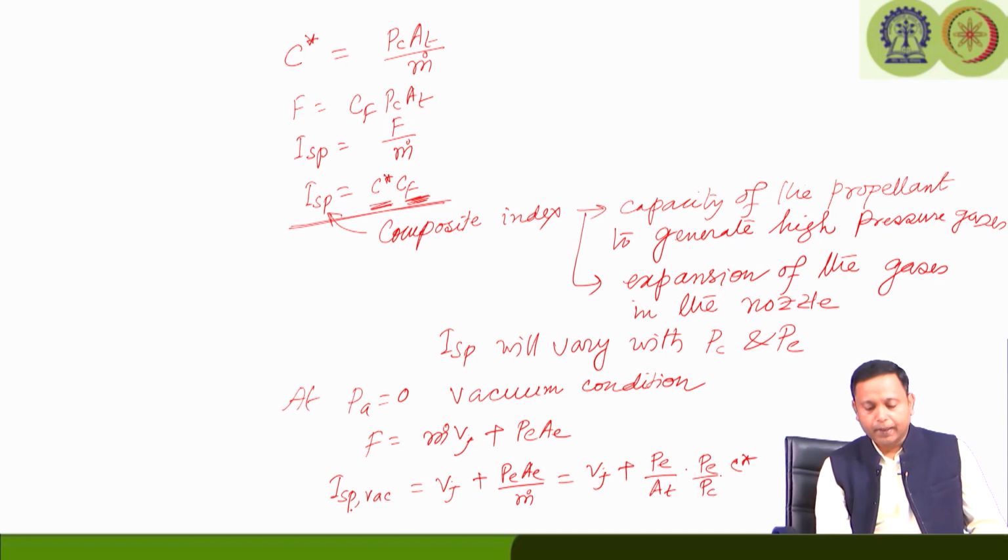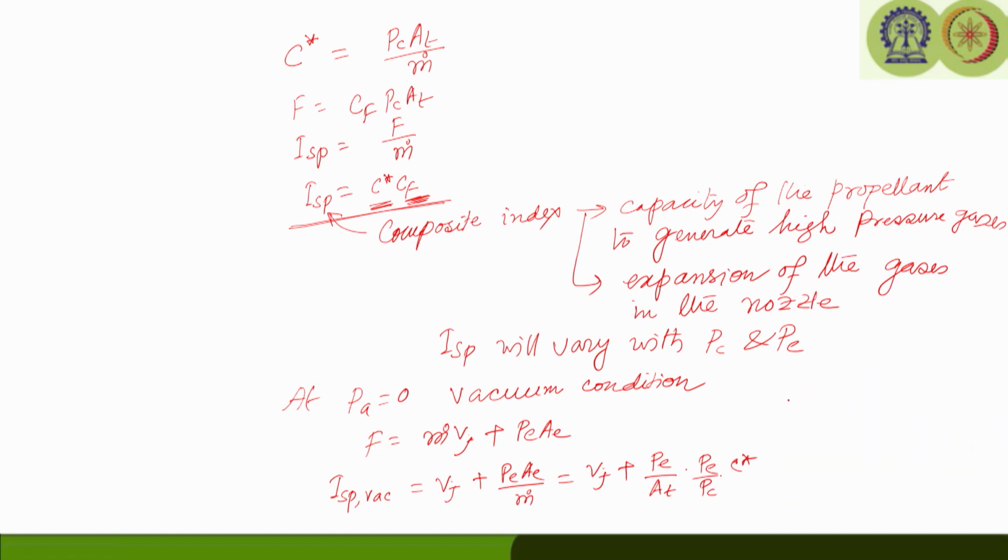Of course, you can understand that ISP vac is higher than the ISP sea level, because at sea level, where P equal to PA, we said ISP was equal to V j, where we had P equal to PA. But in case of vacuum, P is going to be equal to 0. So, we can have the ISP vac as this equation. Some of these relations, if we combine them together, it will be easier for us to understand, and also if we do some numerical problems, it will be easier to recall some of these equations.